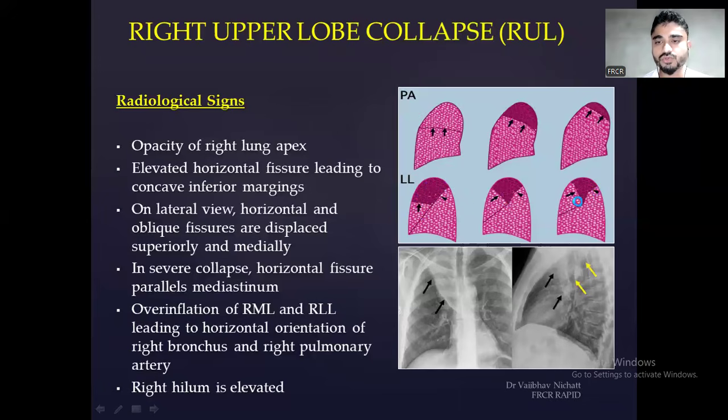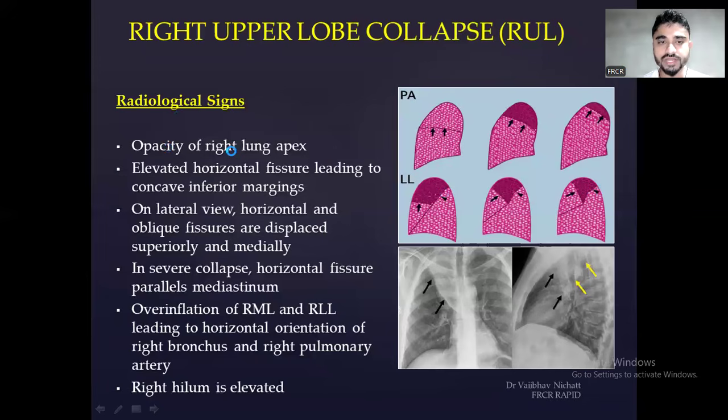As you can see over here, the horizontal fissure has moved up, and the upper part of the oblique fissure has also moved up. So both the horizontal and oblique fissures are moving towards each other on the lateral radiograph. Okay, so what are the radiological signs? How do we identify right upper lobe collapse?